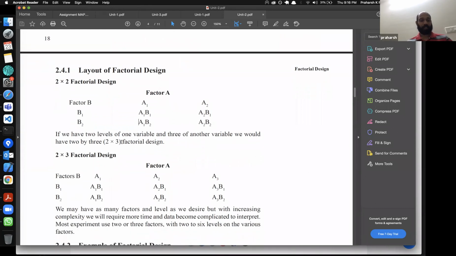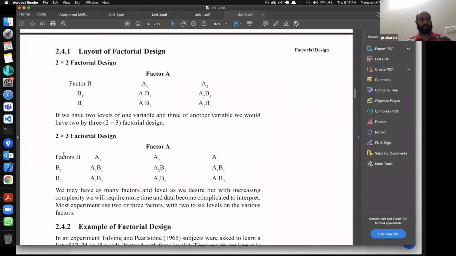Similarly, we can have a 2 into 3 factor design that will look like A1, B1, A2, B2, A3, B3 and so on. This is easy to understand, right? Is it clear to everyone, or do you want explanation? Hand up, thumbs up. All good so far? Yes, all good.